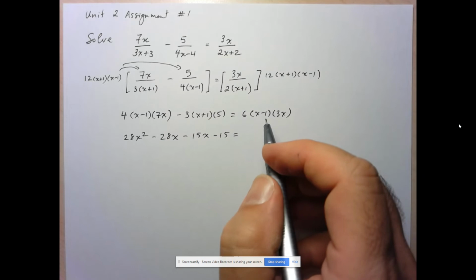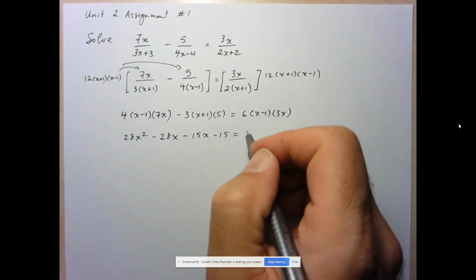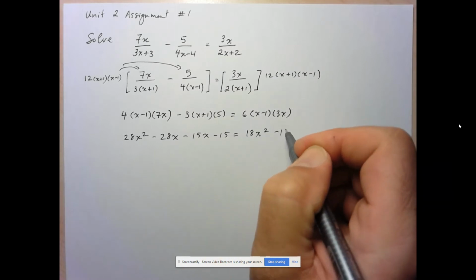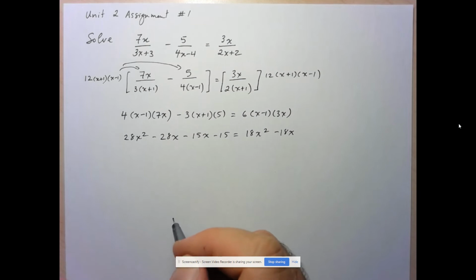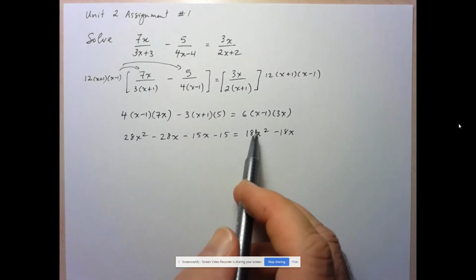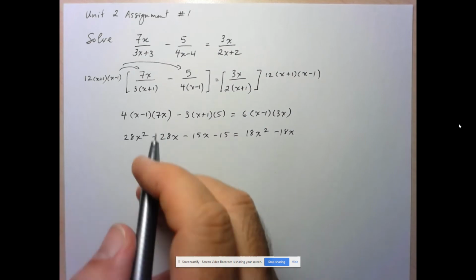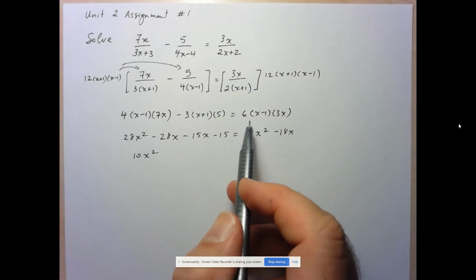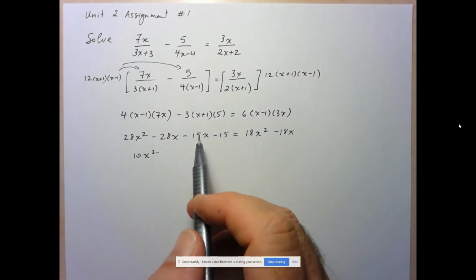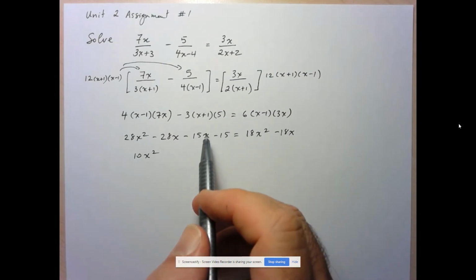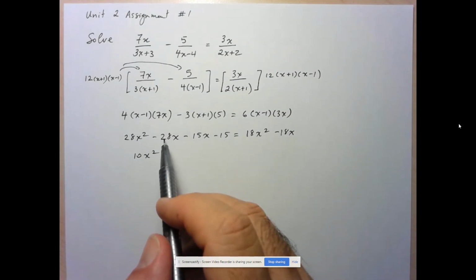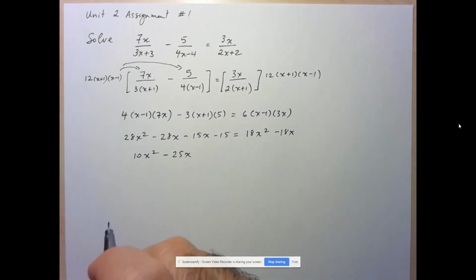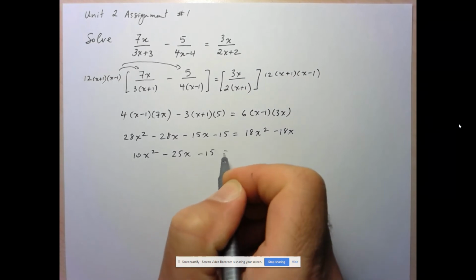And then on the other side of the equation, what do we have? 6x times 3x is 18x squared, and then negative 6 times 3x is minus 18x. So it's a fairly simple equation to solve. Here, bring the 18x squared to the other side, so 28 minus 18 is 10x squared. If I bring the negative 18x to the other side, it would be plus 18x, so negative 15 plus 18 is 3, and then negative 28 plus 3 is negative 25x. And then lastly, minus 15 equal to 0.